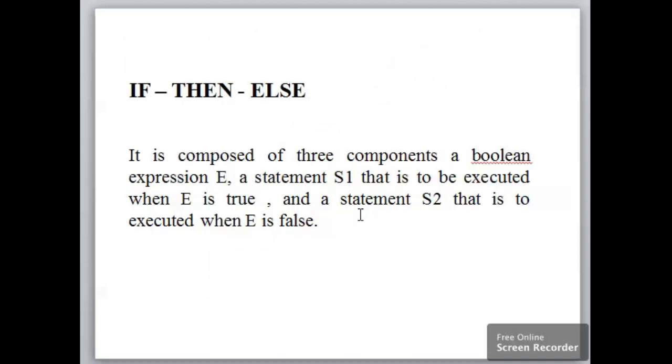Now, continuing, if I get another statement, that is an if then else statement in a programming language, how do we convert it into a three-address statement? I have given a very simple explanation for this. It is composed of three components: a boolean expression capital E, and a statement S1, which would be executed when E is true, and a statement S2 that is to be executed when the E value is false.